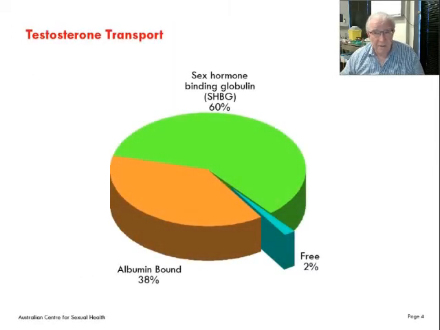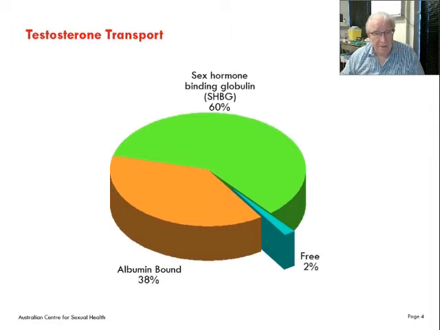The testis of a young healthy man secretes 5 to 6 milligrams of testosterone into the plasma each day, and almost all testosterone is transported in plasma bound to protein, largely to albumin and to a specific transport protein, sex hormone binding globulin, or SHBG. Approximately 1 to 2% of testosterone is unbound in the plasma and circulates as free testosterone, and the bound and unbound fractions are in dynamic equilibrium.